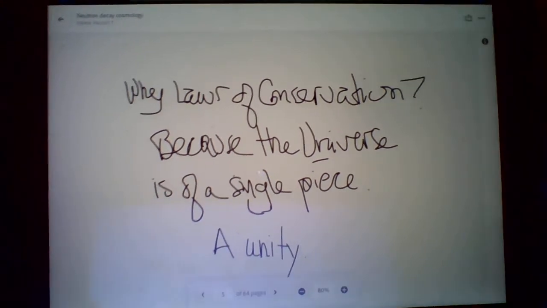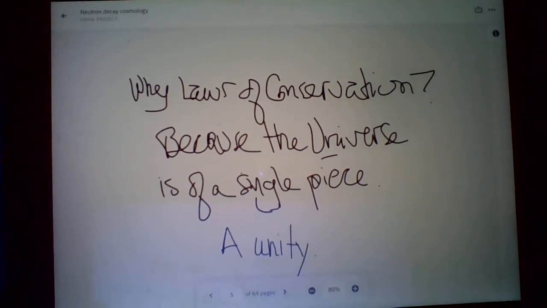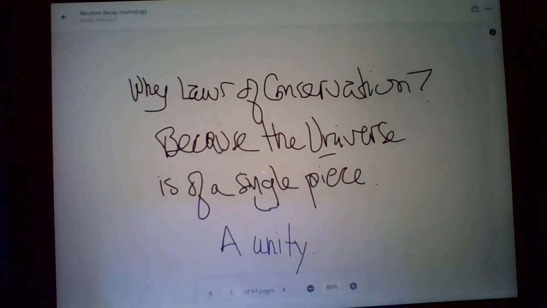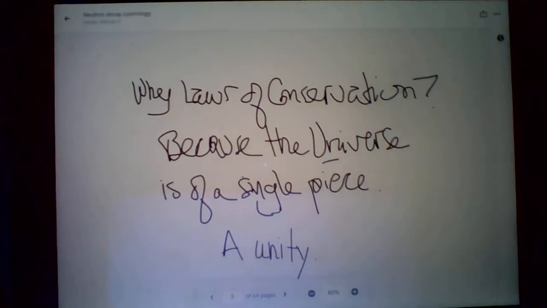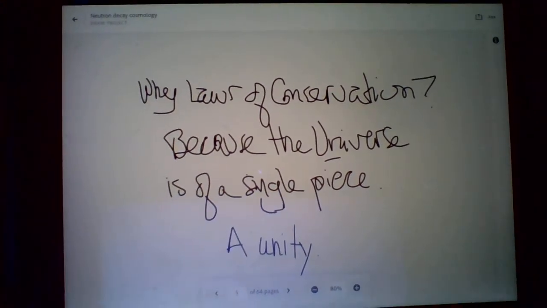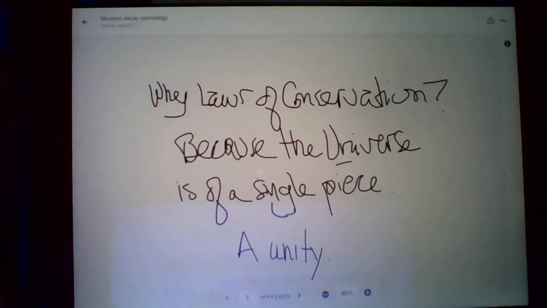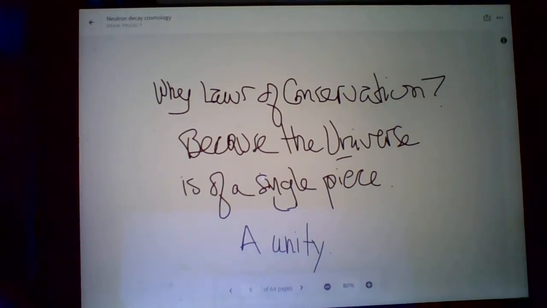You can't do something somewhere without it being affected and distributed to compensate. It's a single thing. It's a really convoluted surface, but in some way it's a single thing. That's the premise of neutron decay cosmology. One neutron in, one neutron out.